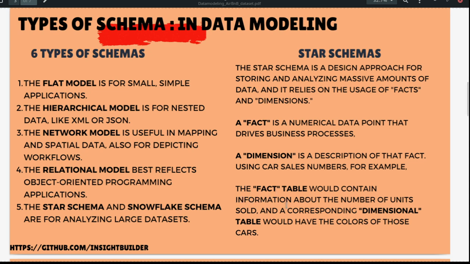The fact table would contain information about the number of units sold, and a corresponding dimension table would have the colors of those cars. This is an example. So the car color will be in the color dimension, while the sales of each of these colors will be in the fact table.